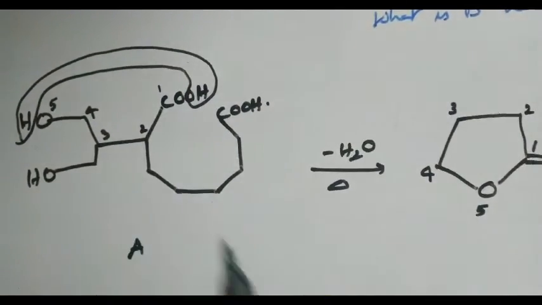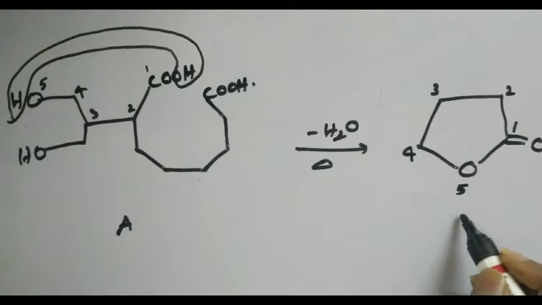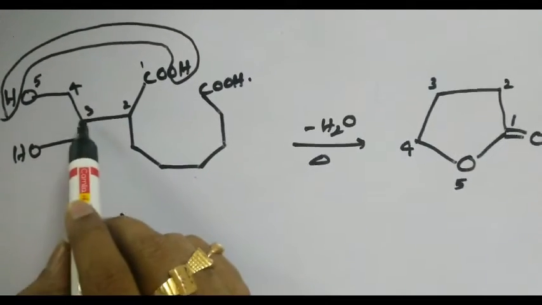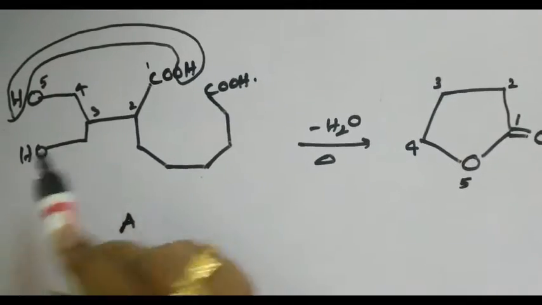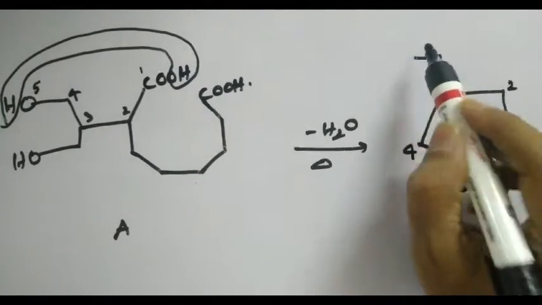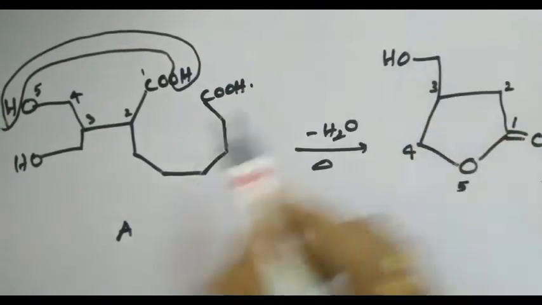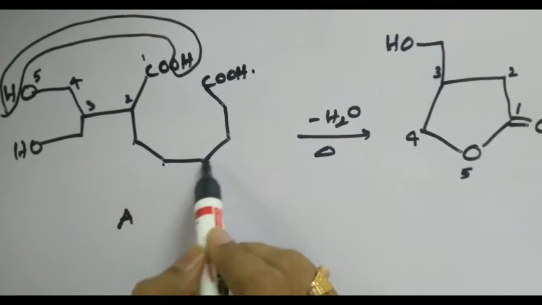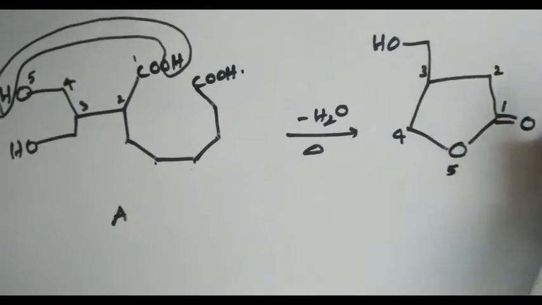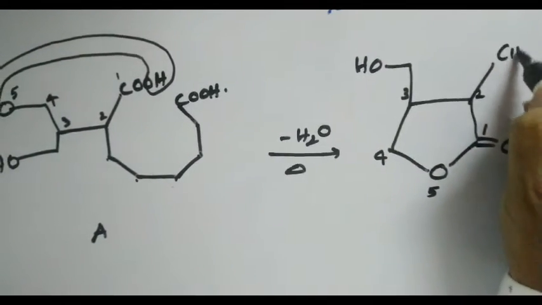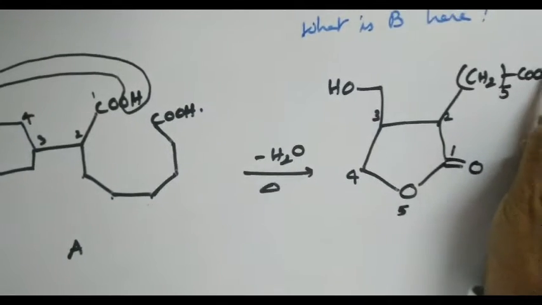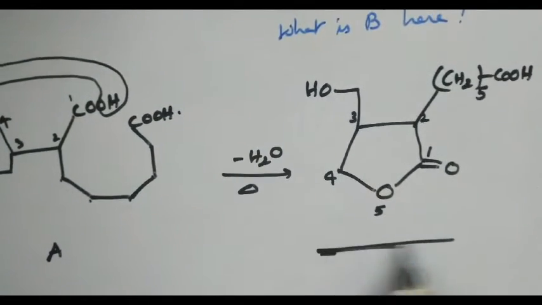Fine? Right. Now, what are the substituents left over? At the third carbon I have a CH2OH. Now at the second carbon, what is the substituent? I have 1, 2, 3, 4, 5 CH2s and a COOH. So 5 CH2 groups are there with a COOH group. So this is the ultimate product to be formed.